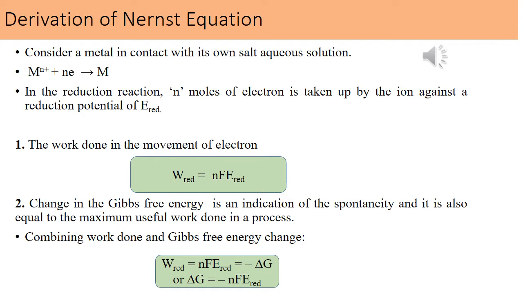We know that change in Gibbs free energy is an indication of spontaneity, and it is also equal to the maximum useful work done in a process. So combining these two, that is work done for the movement of electron and change in Gibbs free energy, gives an equation W is equal to nFE, and that is equal to minus delta G, that is, the reaction is spontaneous. So we can write the equation as delta G equal to minus nFE.